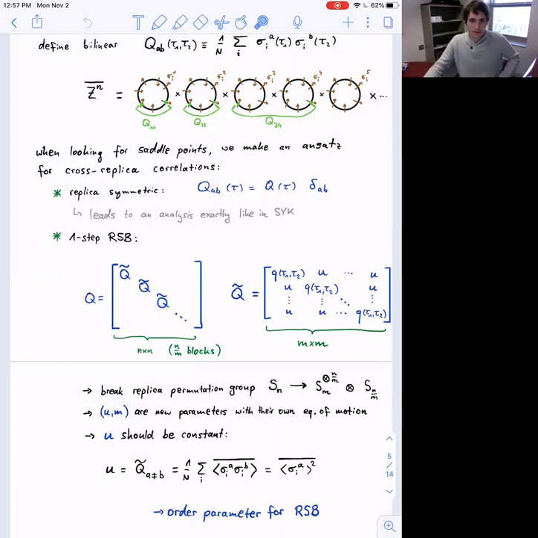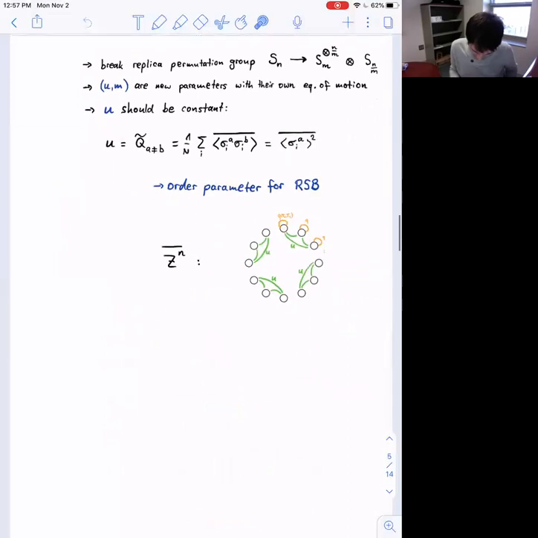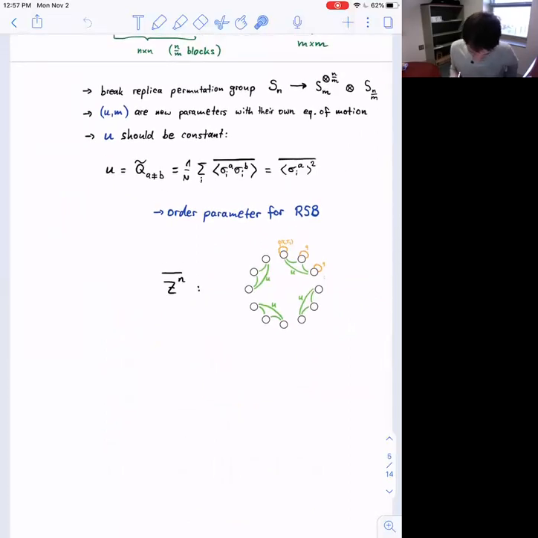Yeah. Good. Here's another picture sort of trying to indicate the same thing.